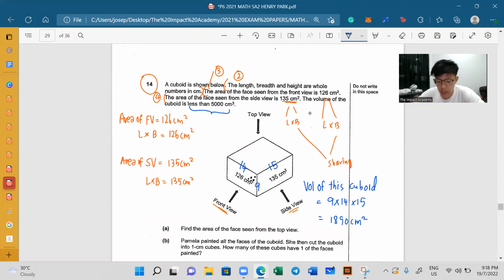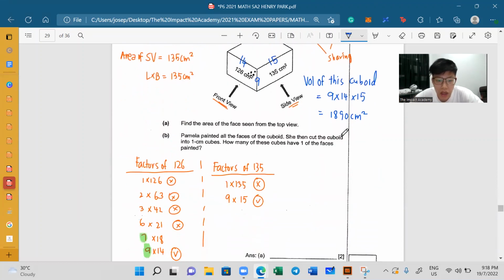All right, so as you can see over here, 1890 is definitely less than 5,000. So what they want us to find is A, which is the area of the face seen from the top view. So we are just going to write down top view, which is pretty simple. Simply put, just do 14 times 15, and then you'll get 210 centimeters squared. Simple. I think A is really quite easy, quite straightforward as well.